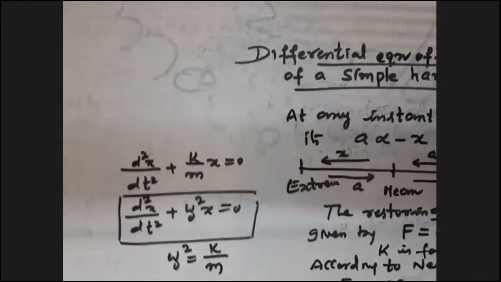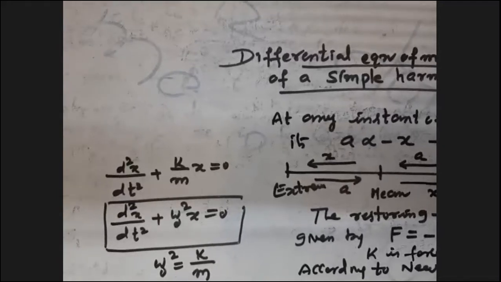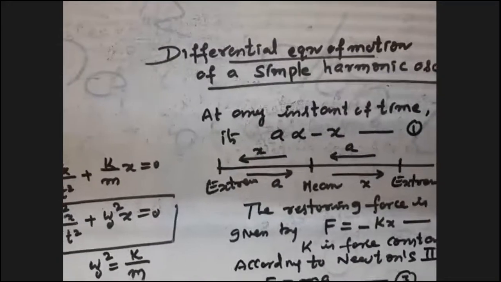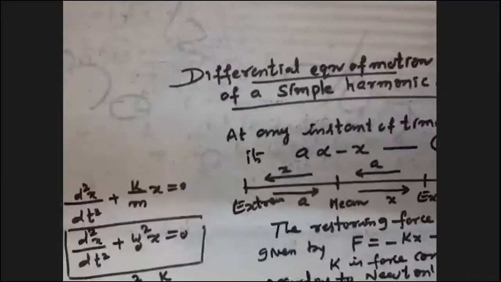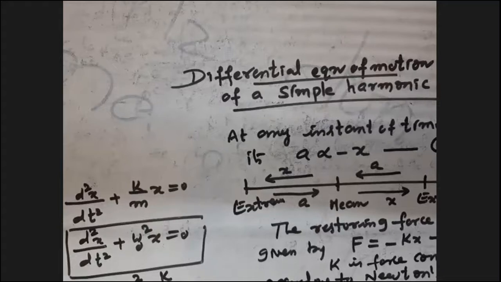So this is the differential equation of motion of the simple harmonic oscillator: d square x by dt square plus omega naught square x is equal to 0. This is the second order differential equation, right? Its solution we derived in the last class. That is x is equal to A cos of omega naught t plus phi.